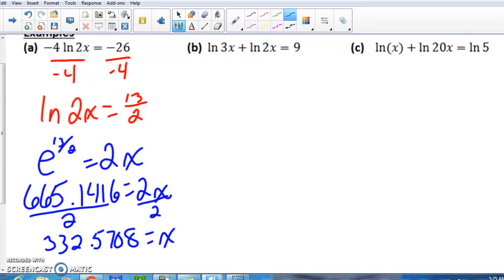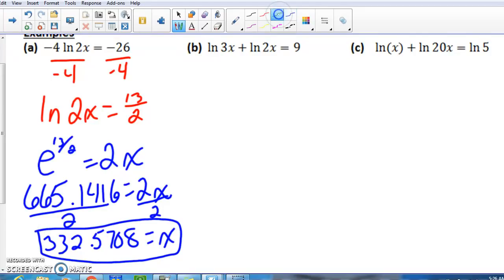Now, there is this idea of checking with these because this is at the heart a log equation. So I need to make sure when I'm taking the log or the ln of something, because ln is just a version of log, that it is positive. So if I plug that in, this does check out. All is good. We're good to go.